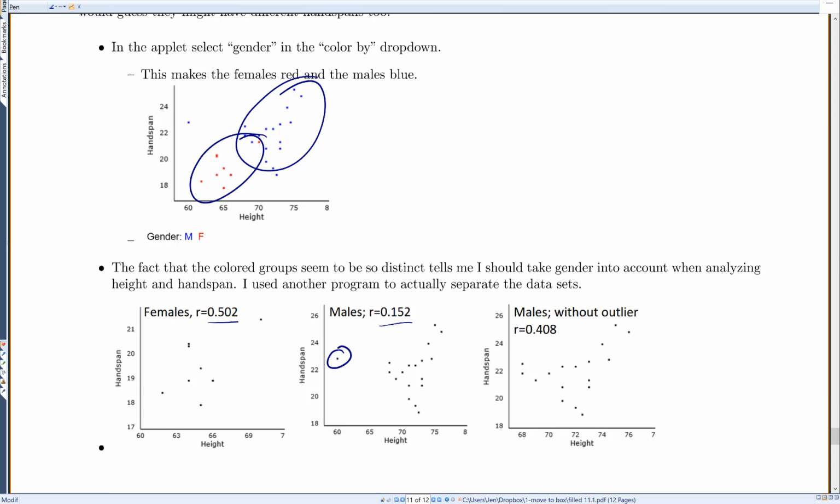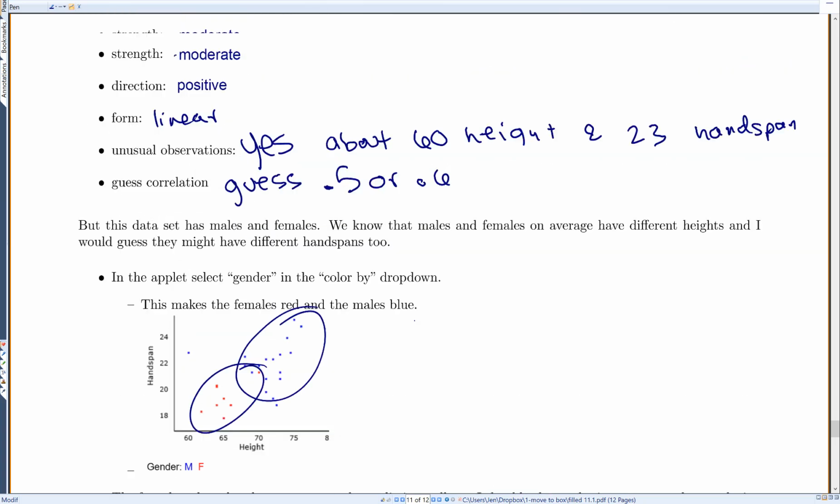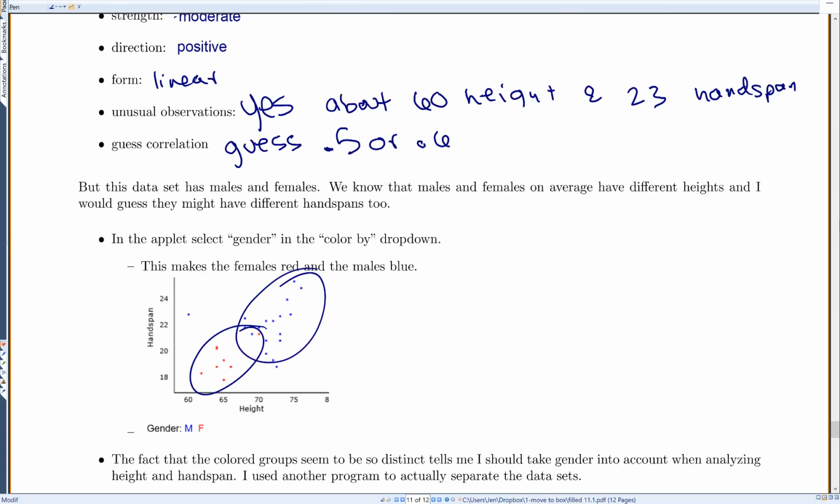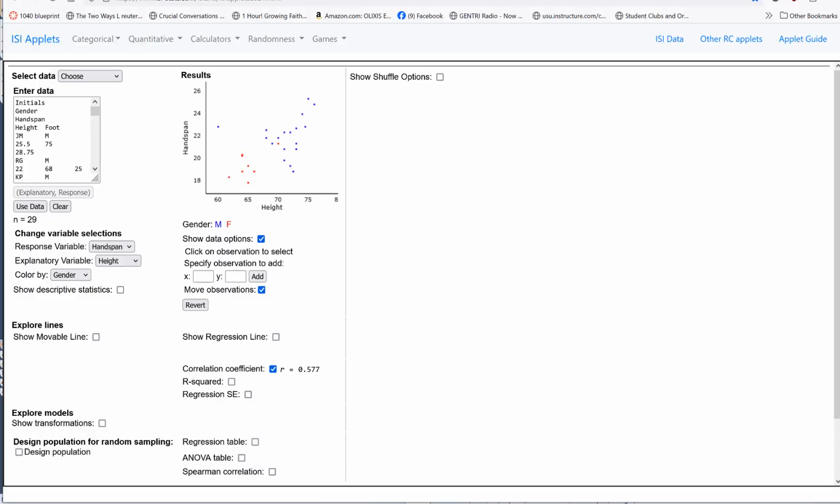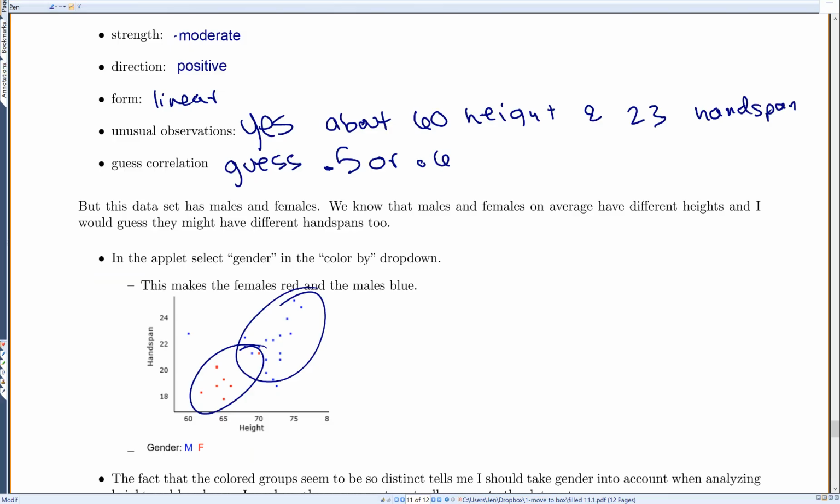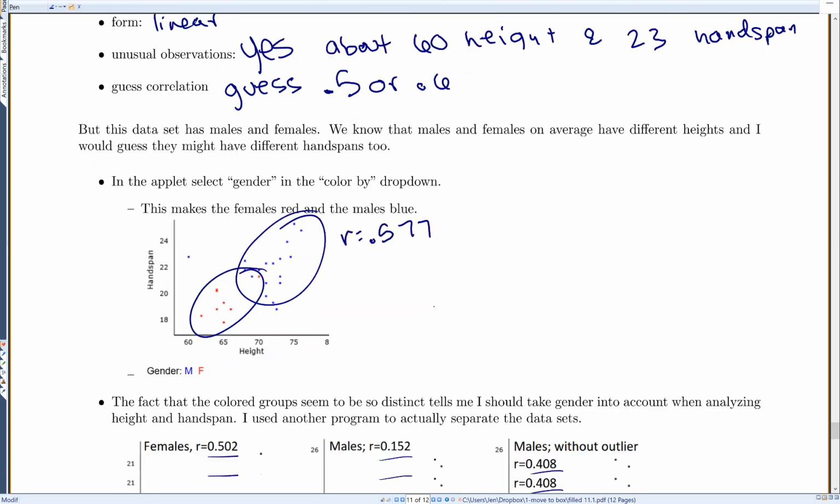In fact, if I take out that outlier and I look at just the males, then I'm all the way up to a correlation of 0.4 again. So this is an example of when we split. Originally our correlation, actually let's go back and see what the correlation is. We didn't write it down. Our correlation is 0.577. So R equals 0.577.